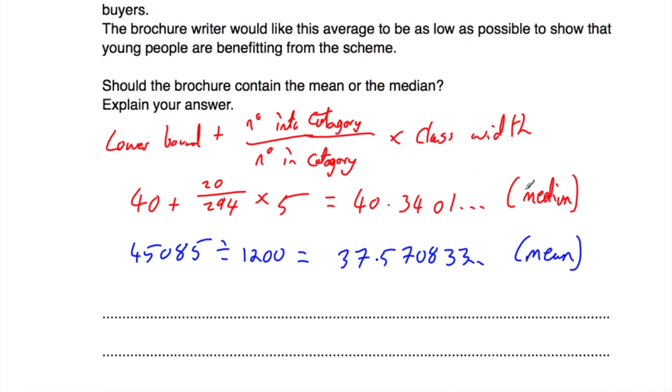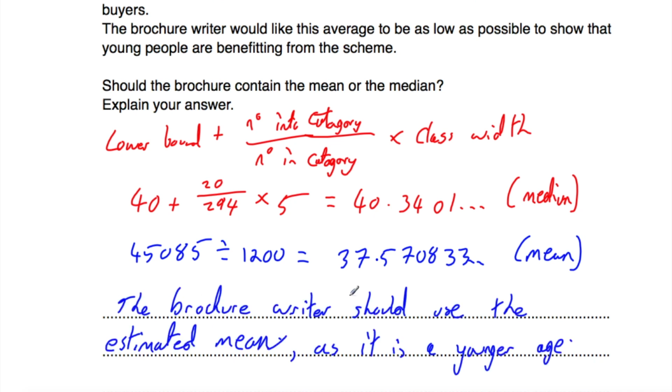Okay, so we've got our estimate for the median, which is 40.34, and our estimate for the mean, which is 37.57. And the brochure writer, remember, wants to use the average which gives the lowest possible result. So that's going to be the mean, because 37.57 is lower than the median, 40.34. So let's write that down: the brochure writer should use the estimated mean as it's a younger age.